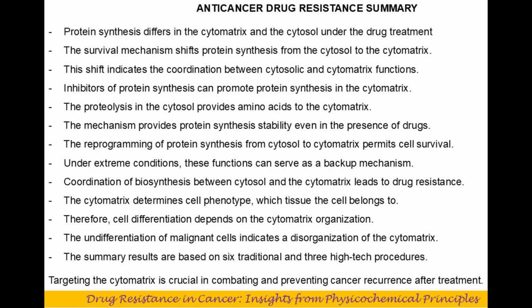Coordination of the metabolic processes between the cytosol and the cytomatrix may enhance cancer cell survival and contribute to drug resistance. Generally, the cytomatrix plays a key role in determining the cell phenotype and the type of tissue the cell belongs to. Using 6 biochemical methods and 3 advanced techniques, RNA sequencing, ribosequencing, and mass spectrometry, we demonstrated that when protein synthesis is restricted by a drug, protein translation is reprogrammed to occur in the cytomatrix. This reprogramming is a mechanism that aids in the survival of cancer cells.